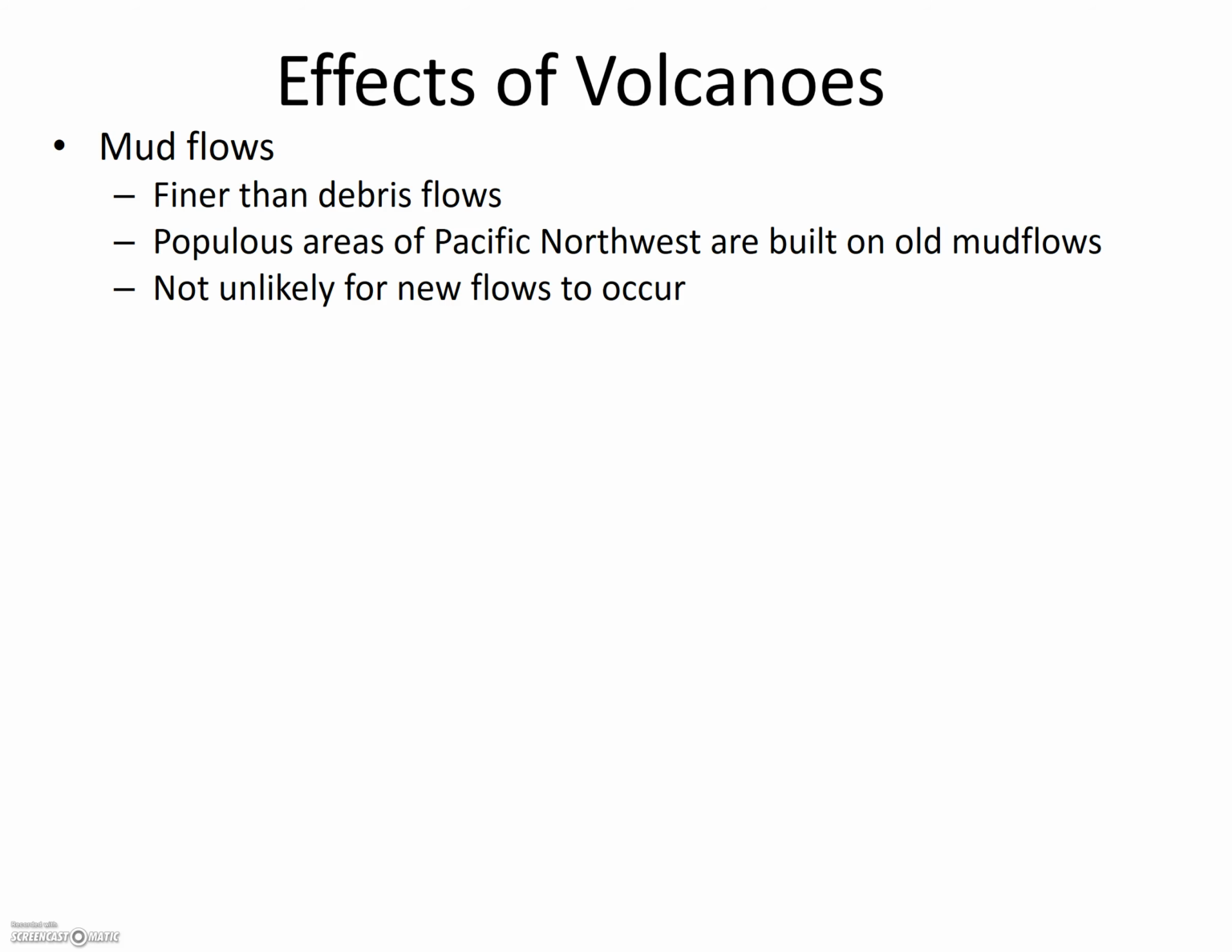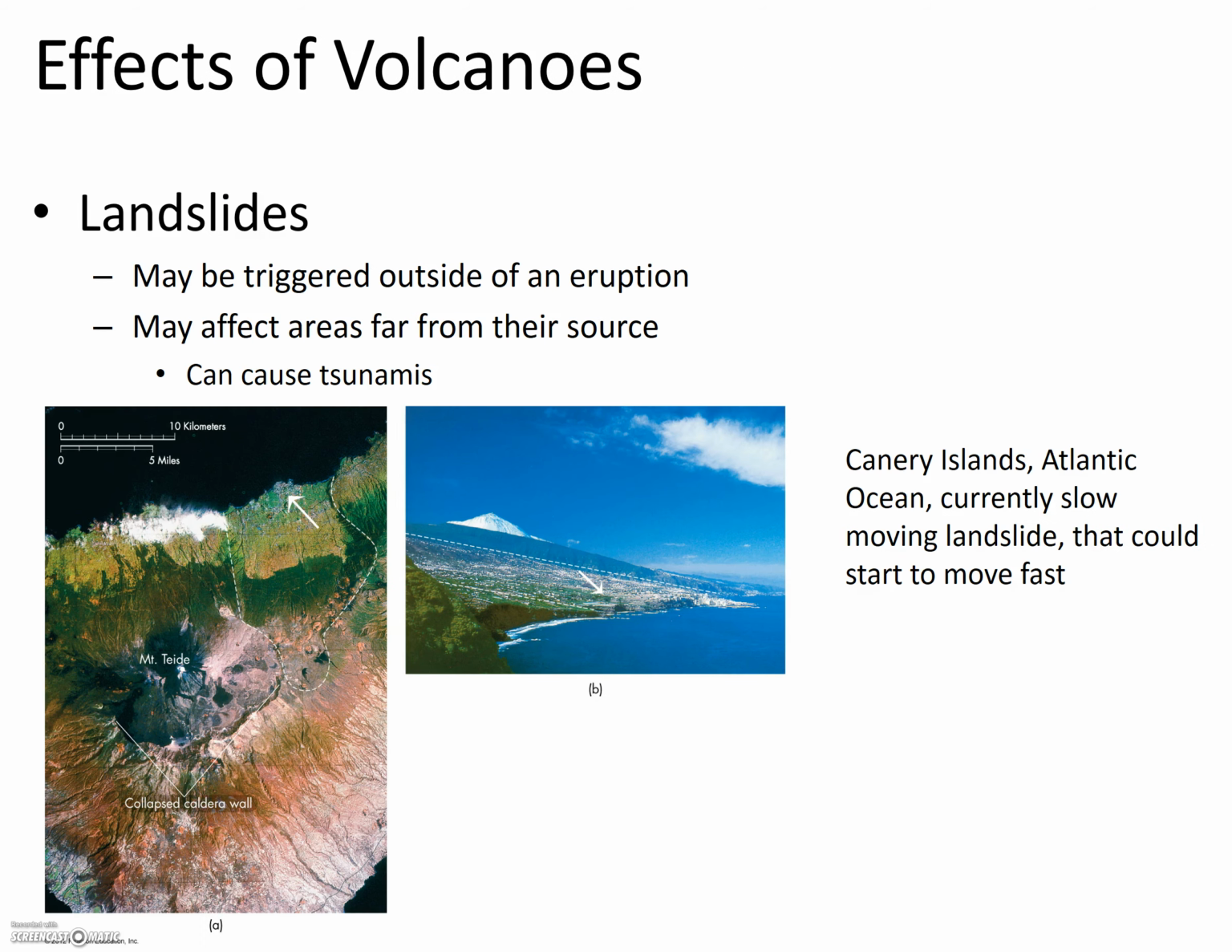Another effect of volcanoes are landslides, which may be triggered outside of an eruption and may affect areas far from their source. If the landslide displaces a large amount of water, they can even cause tsunamis.